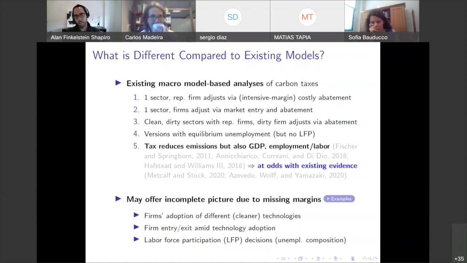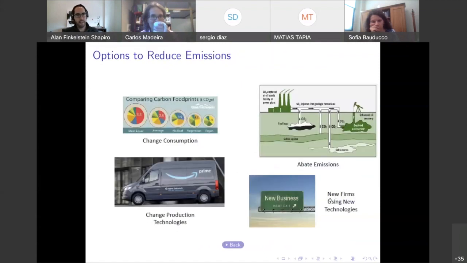The final margin is something that the literature hasn't really explored that much, and it's whether you actually end up affecting the extensive margin of participation. And again, this is a graph that Gabe likes to show when he presents this.